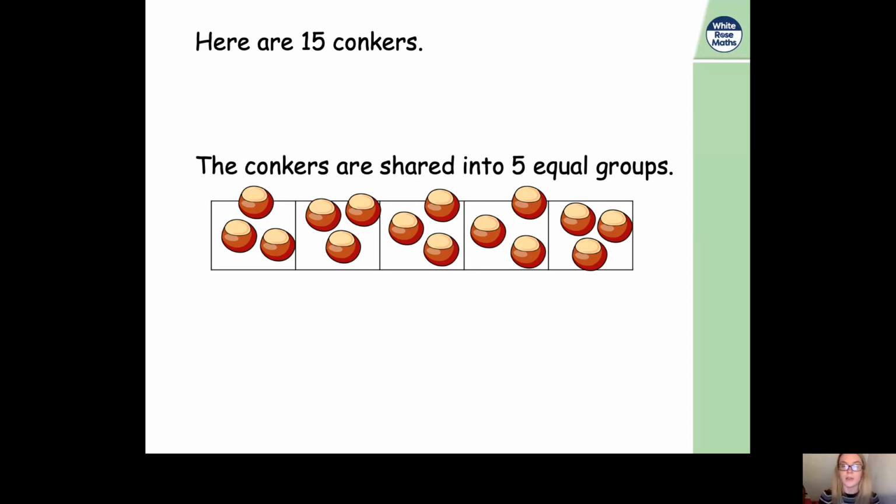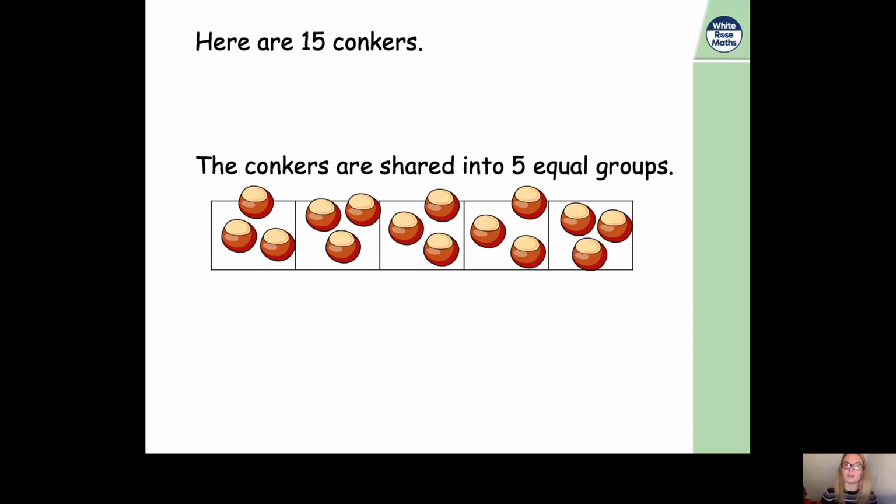So now we need to find out how many are in each group, because remember, our 5 groups needed to be equal. Let's check that they're equal. So the first group has 3. And because they're equal, there should be 3 in each group, but let's just check. Well, the second has 3, the third has 3, the fourth has 3, and the fifth has 3. So therefore, we have shared our 15 conkers equally between 5 groups, because there are 3 in each group.